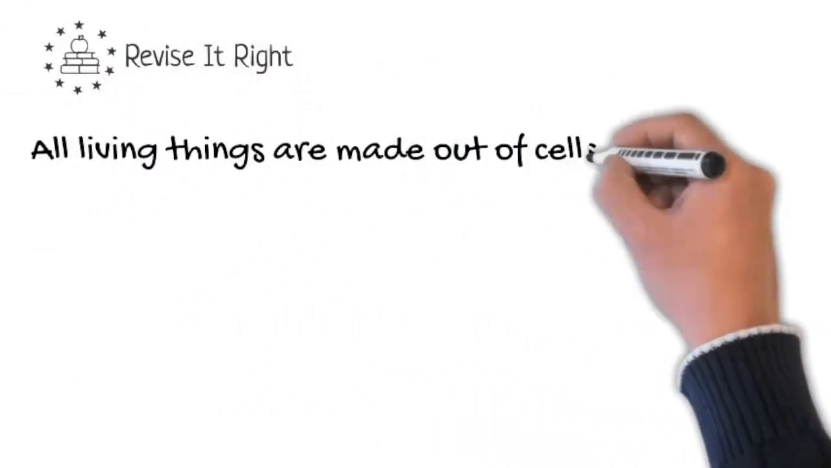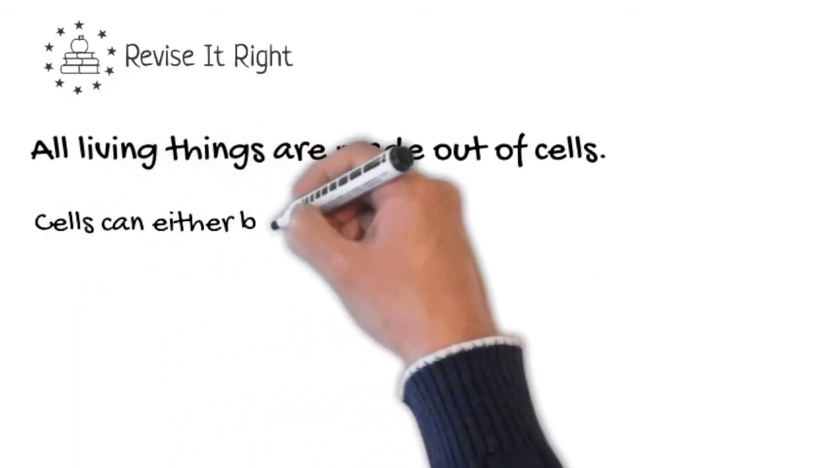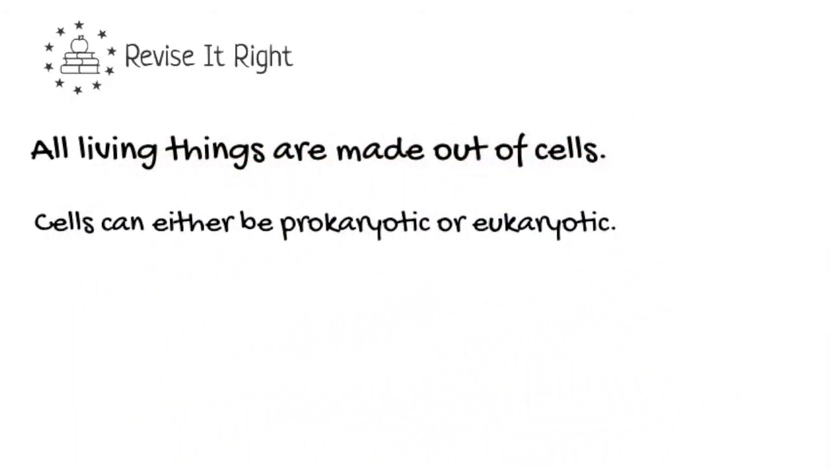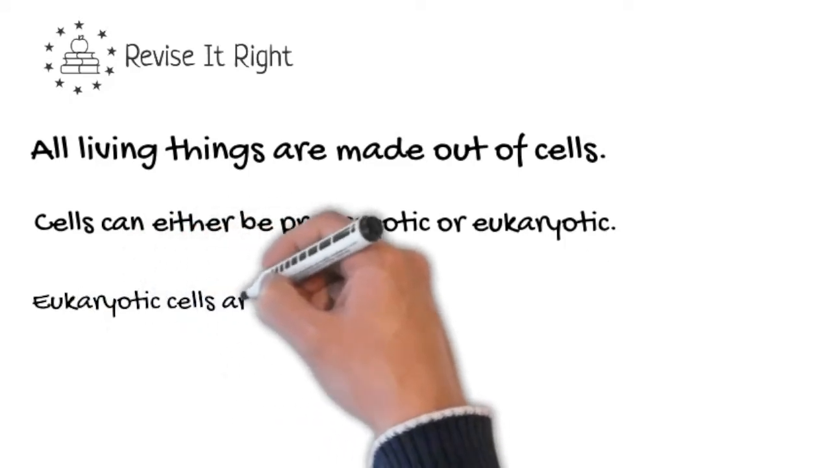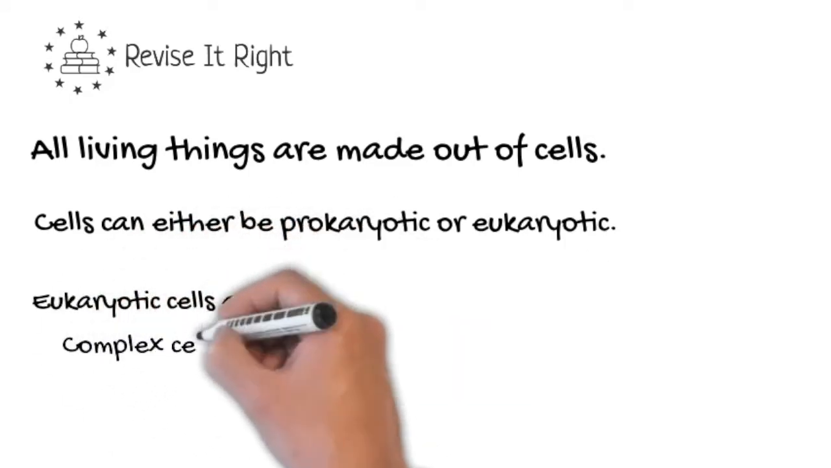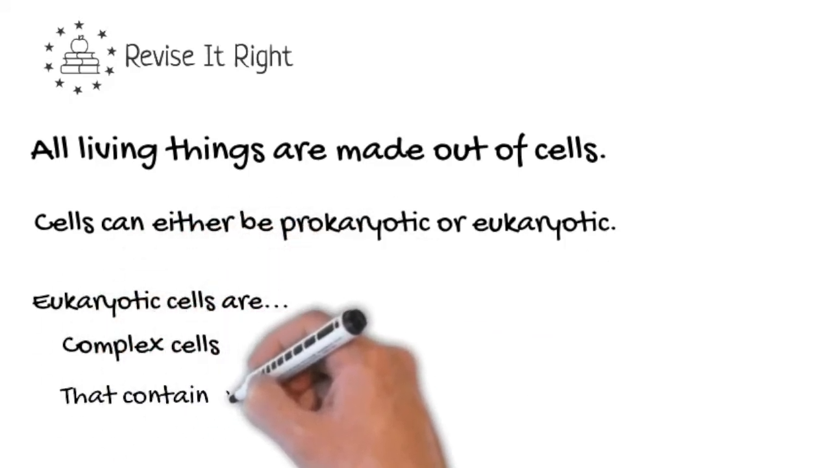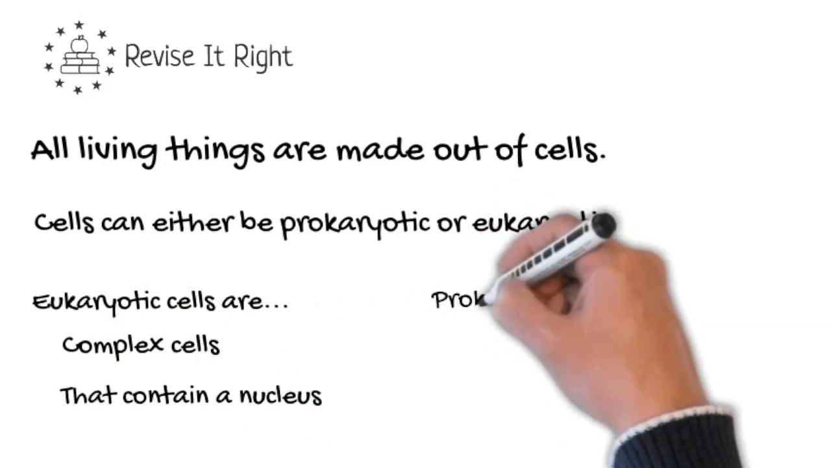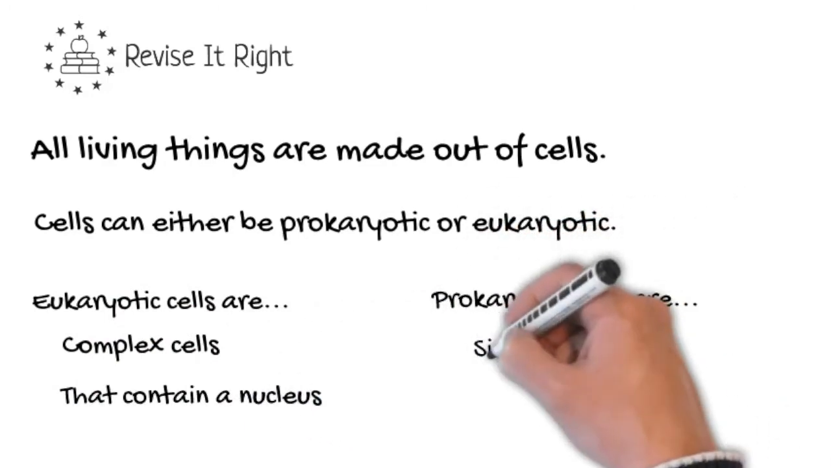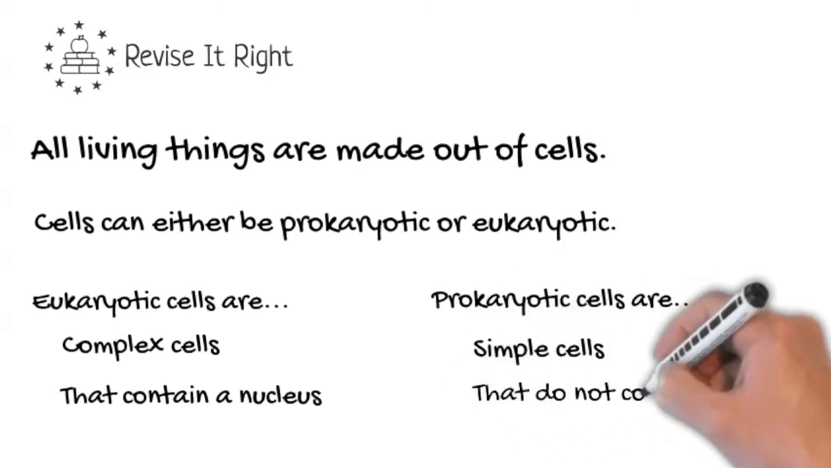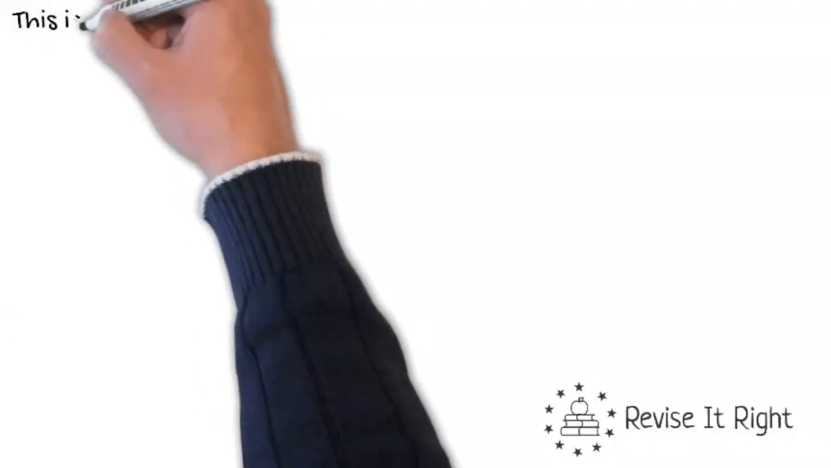All living things are made out of cells. Cells can either be prokaryotic or eukaryotic. Eukaryotic cells are complex and contain a nucleus, whereas prokaryotic cells are simple and do not contain a nucleus.